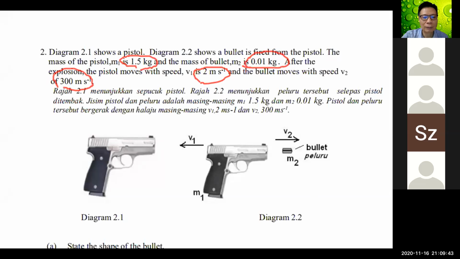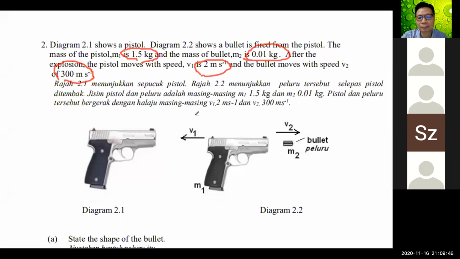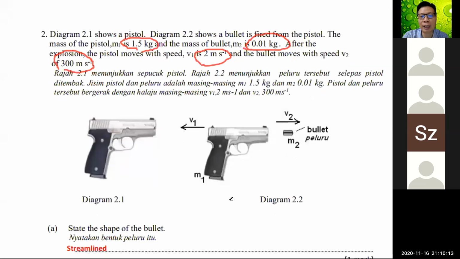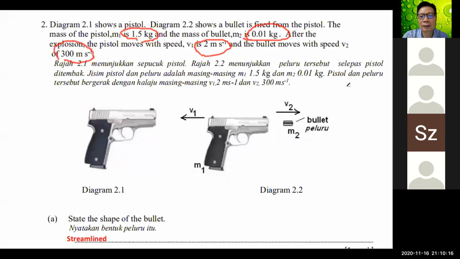Now the question: what is the shape of the bullet? The bullet shape must be easy for the bullet to go fast. So what kind of shape must it be? Aerodynamic. Yes, it can be aerodynamic because it's moving in the air. Or the best is to say streamline shape. Okay, Justin, so it's streamline. Streamline means aerodynamic shape.